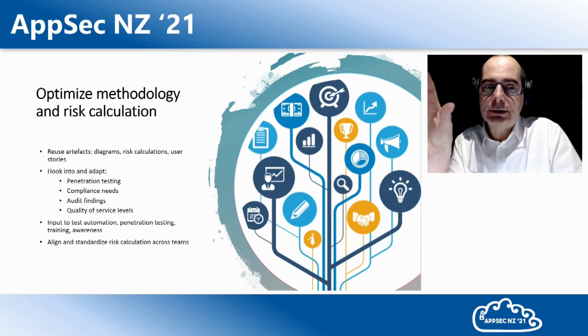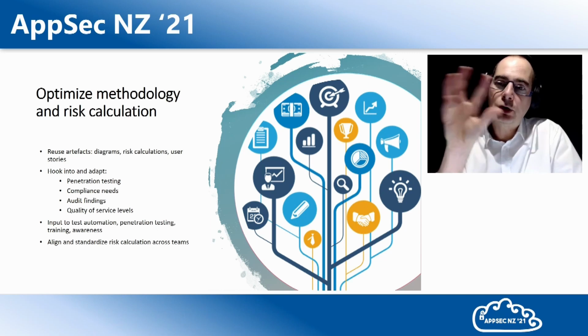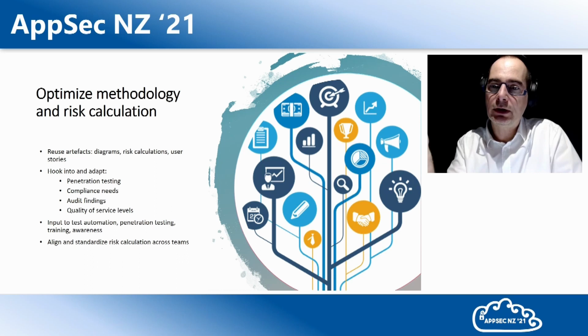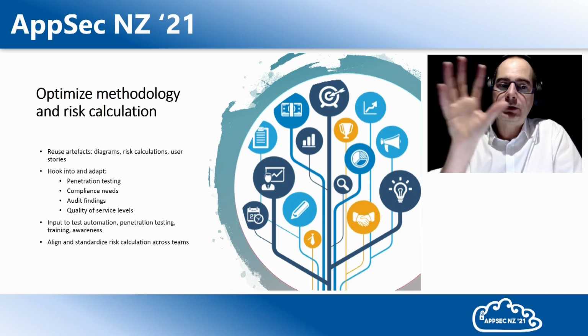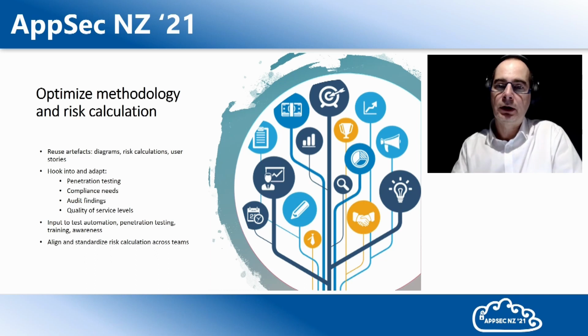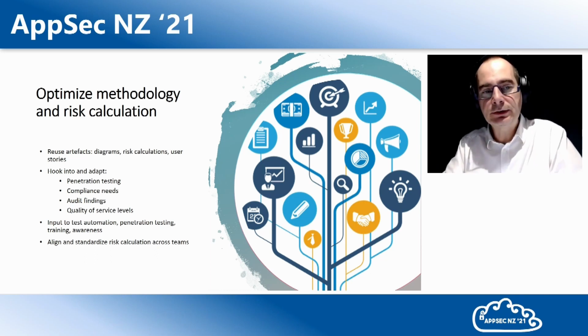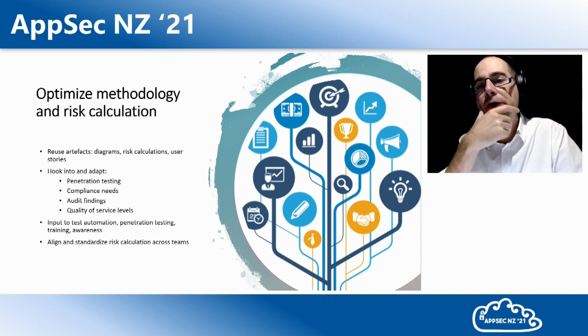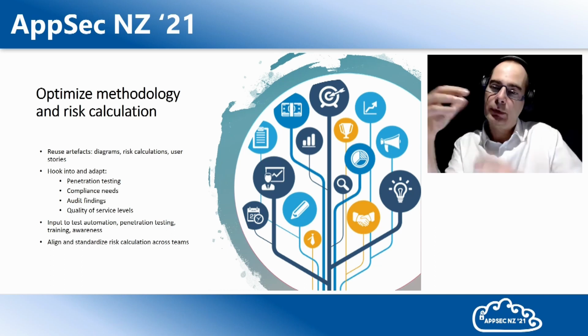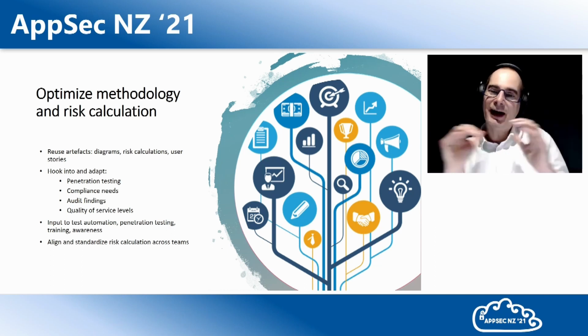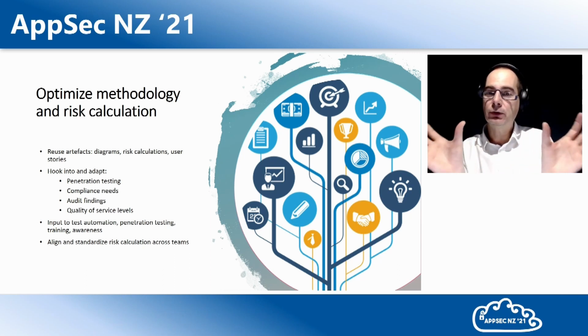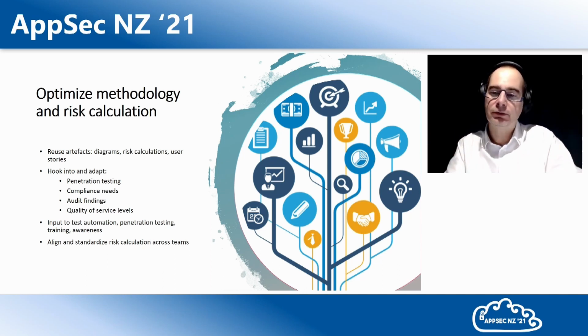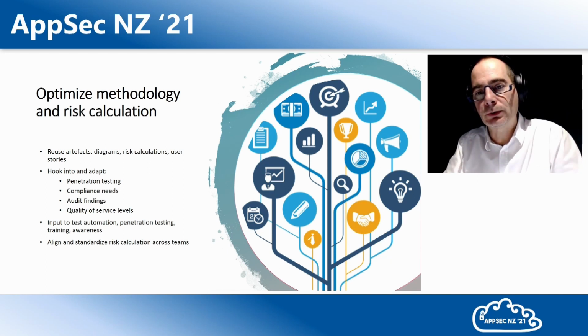So optimize, as a last step, your methodology. Optimize your risk calculation. Make sure that you also hook into other security activities in your secure development lifecycle. This is really interesting for pen testing. You need to fit in compliance needs. This is really gold for a security test, or even automating it afterwards and doing awareness and so on. But also make sure that you have some way of aligning and comparing threat models between your teams. That's the best test to see if this methodology scales for you.